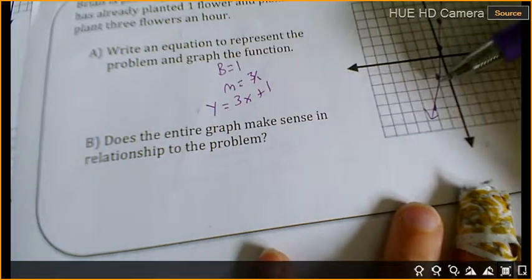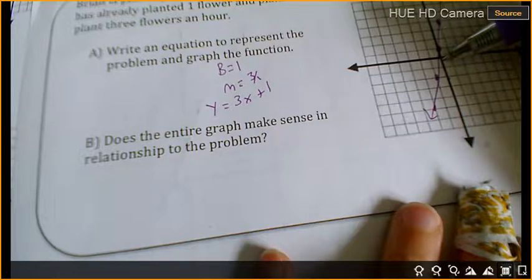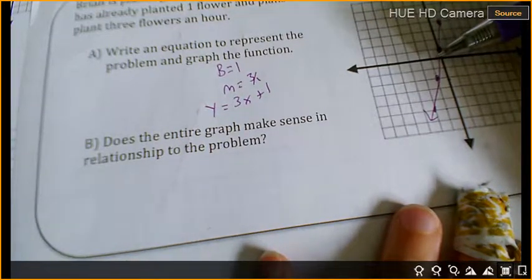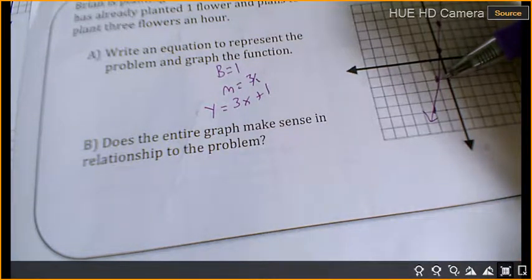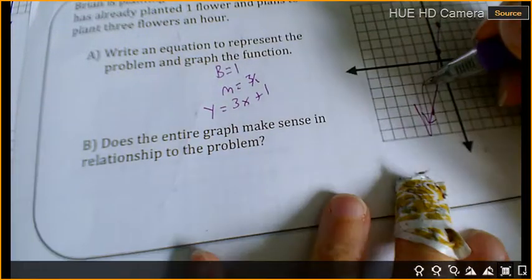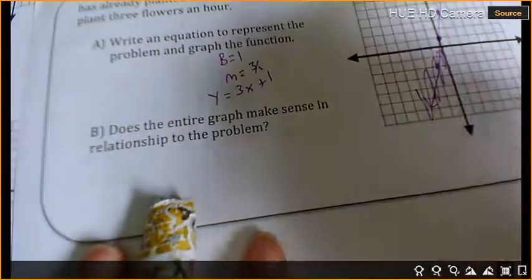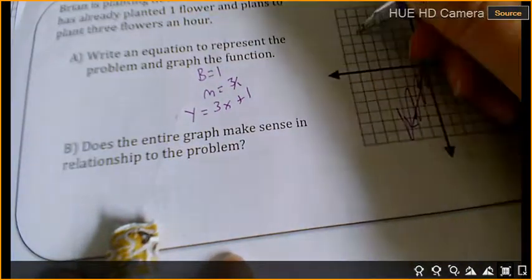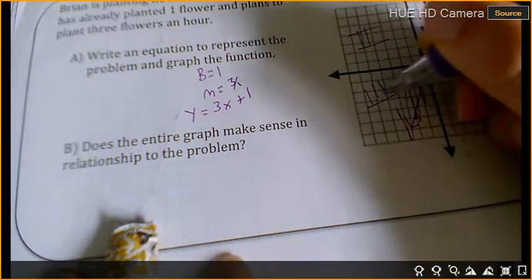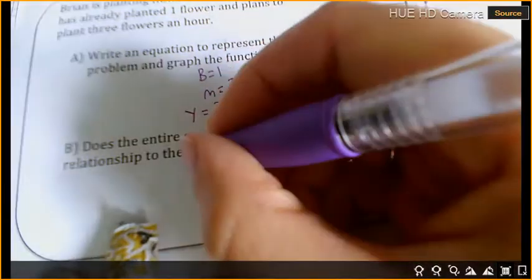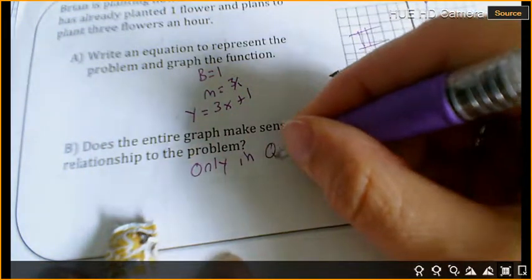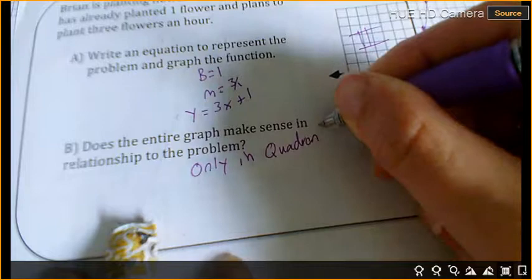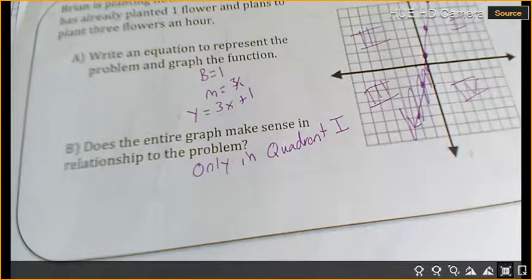Okay, so let me ask you this question. This is negative, right? This point right here is saying in -1 hour, he planted -2 flowers. Does that make sense? No. So it only makes sense in quadrant 1. We call these 1, 2, 3, and 4. So we're going to say only in quadrant 1. Okay, that was it for the notes, guys.